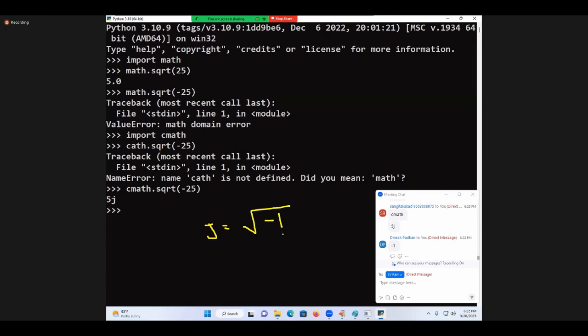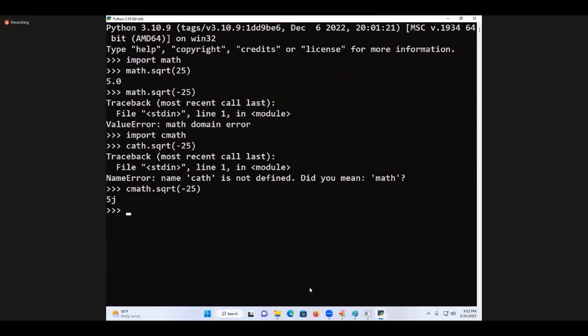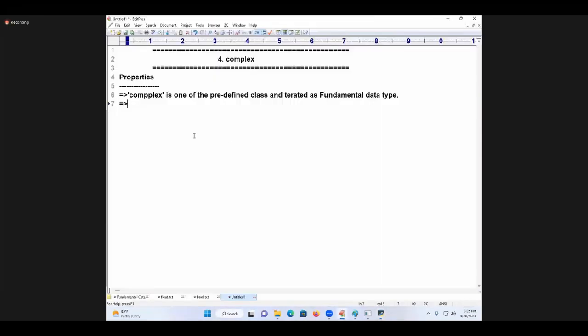Not -1, square root of -1. In mathematics, you use i. In Python, they did not use i; they went for the symbol called j. Now I will write this data type. It is important in data science, and we have to be careful in understanding it.